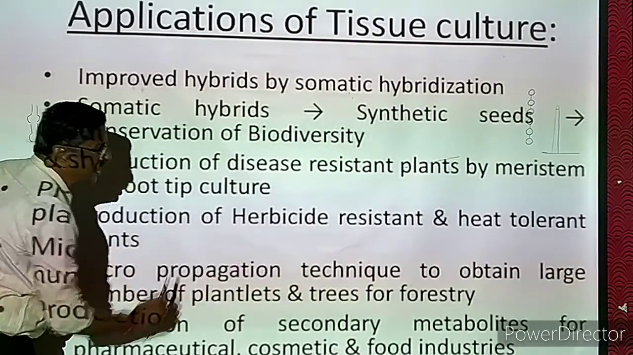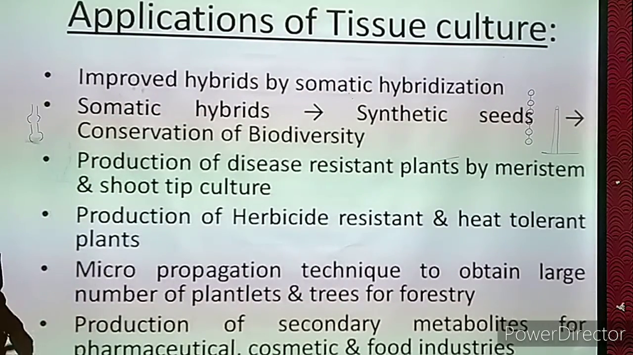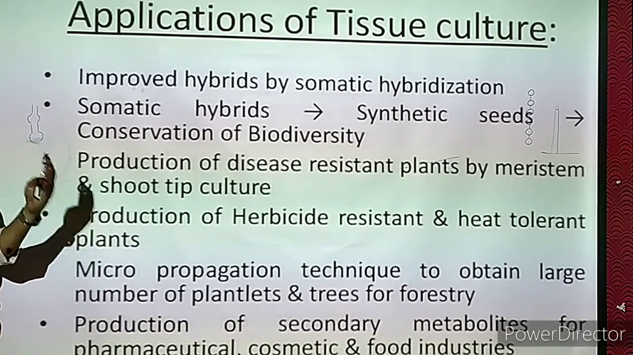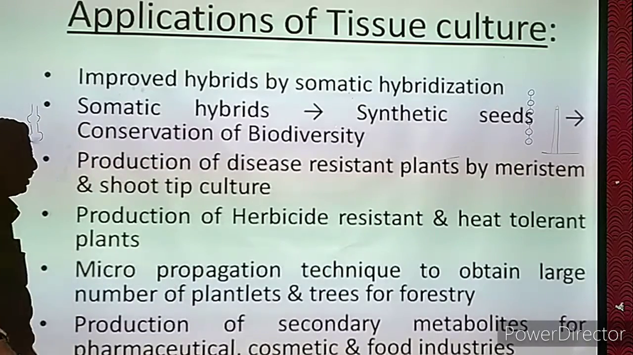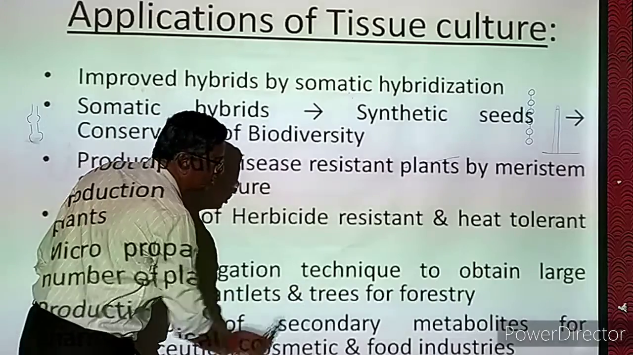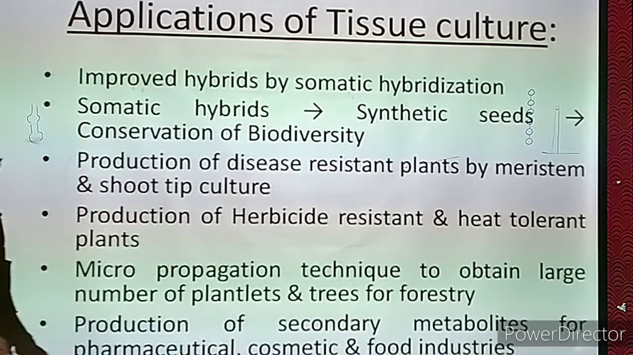Micro propagation technique to obtain a large number of plantlets. Now the micro propagation, this is only what I told is callus. We are dividing it into 10 or 15 or 20 pieces. Each one will develop into one plantlet. That is called micro propagation. An enormous number of plantlets will be produced, and the trees also will be produced. What for? For forestry, afforestation.